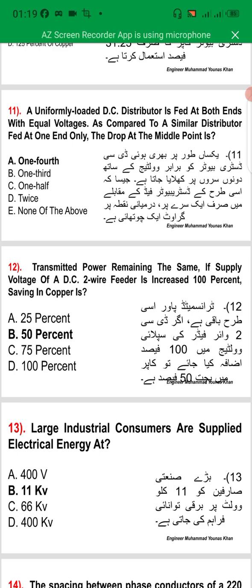A uniformly loaded DC distributor is fed at both ends with equal voltage, as compared to a similar distributor fed at one end only. The drop at the middle point is one-fourth. Transmitted power remaining the same, if the supply voltage of a DC two-wire feeder is increased, the percent saving in copper is 50%.